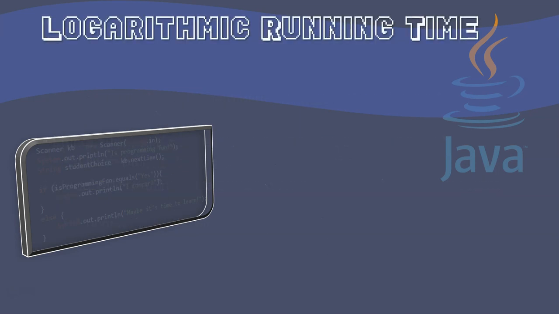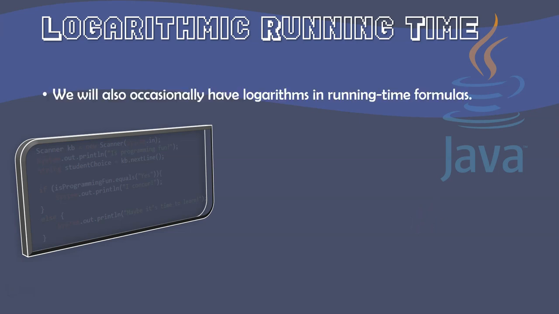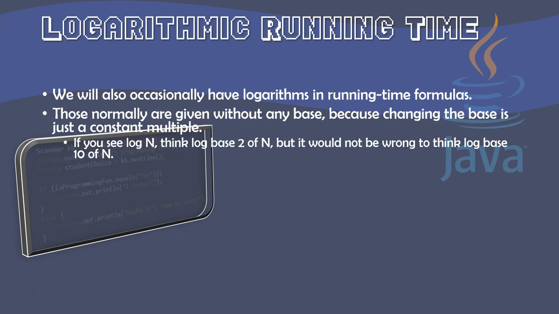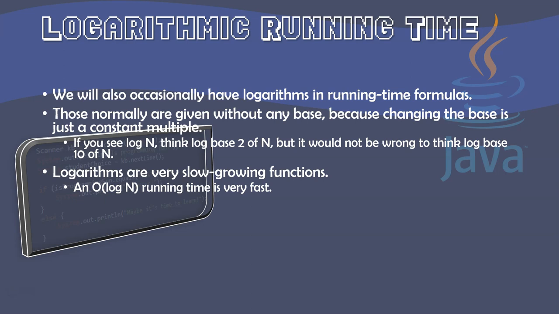Now, what about logarithmic running time? Because obviously the main two examples we had were linear and quadratic. Well, occasionally you're going to have logarithmic functions in your runtime. Those are normally given in any base because change of base is just a constant multiple. So if you see a log n, think log base 2 of n. It's not going to be wrong to think log base 10 of n either, because again, these are very similar functions. Logarithms are very slow growing functions.